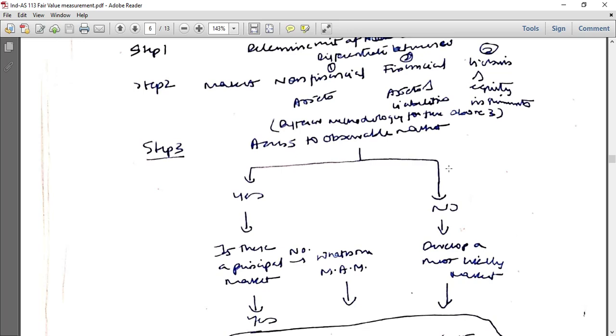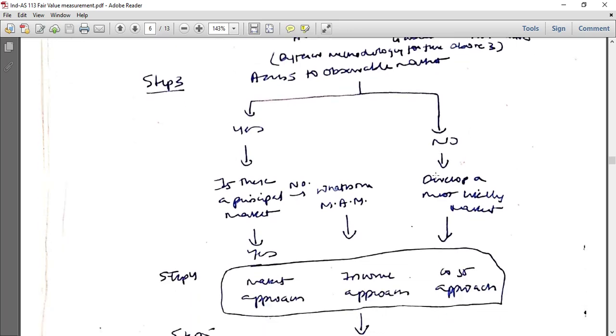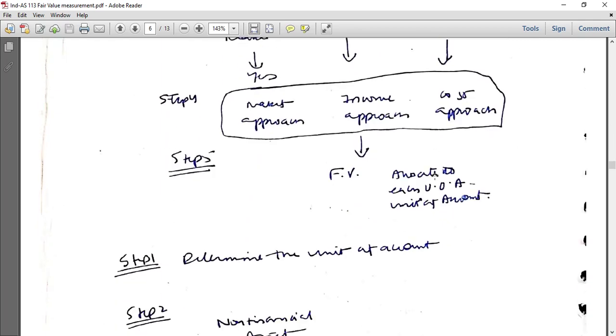So there are three concepts: market approach, income approach, and cost approach. A market approach is the fair value as per the market price, and cost approach is the current replacement cost approach, and income approach is the discounted cash flow approach, present value of cash inflows minus present value of cash outflows. Determine the unit of account.